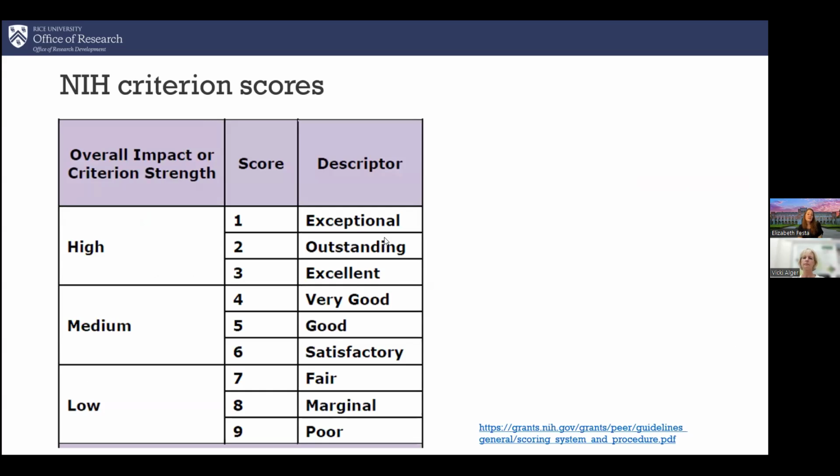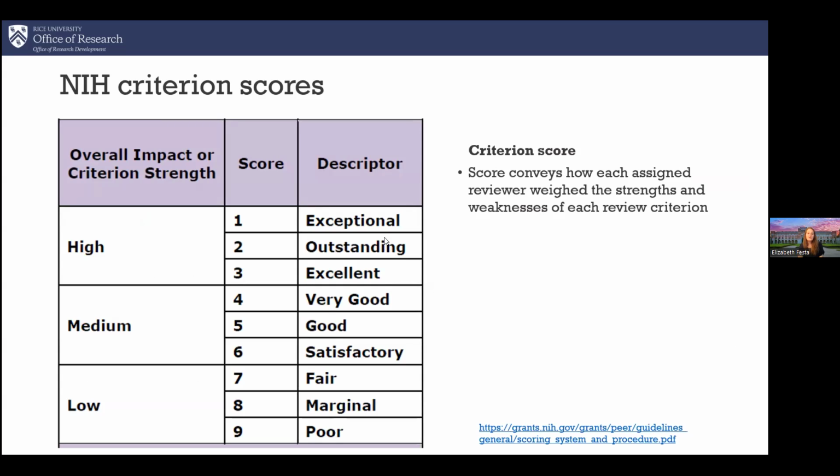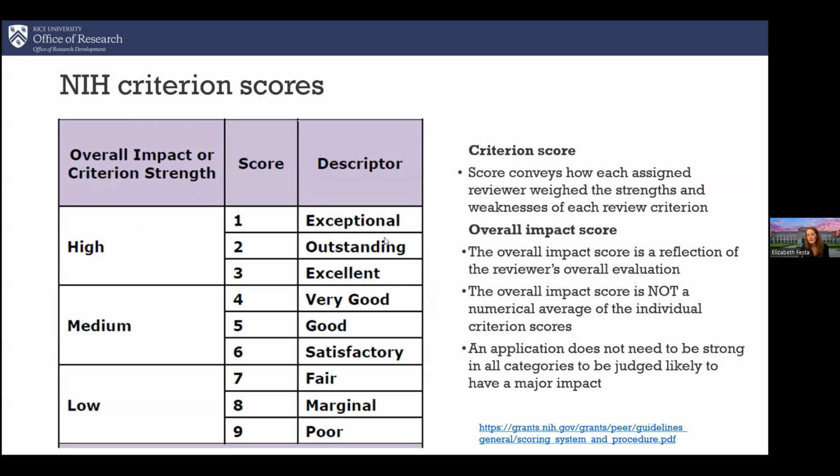The criterion scores that you're going to get for that first and most important peer review, I have a list here. The score is going to convey how each assigned reviewer on that panel weighed the strengths and weaknesses of each review criterion. And then they're going to compile an overall impact score. And so that's the individual reviewer's overall evaluation of you. It's not a numerical average, however, of the individual criterion scores that they gave you. They're summing it up in their own mind and coming up with an overall impact score. I mean, it will have some relationship, obviously, to those individual scores, but it isn't just purely quantifying those and averaging them. So an application doesn't need to be strong in every category to be judged likely to have a major impact.